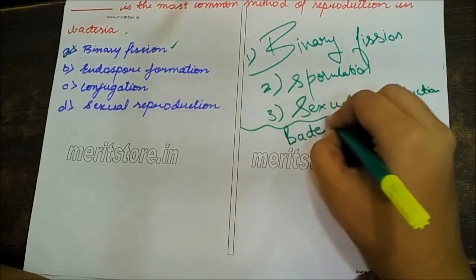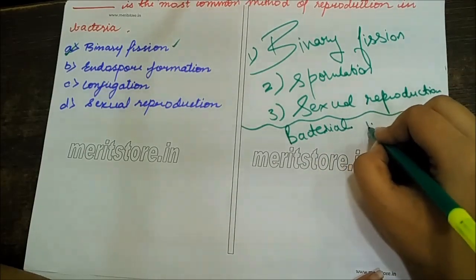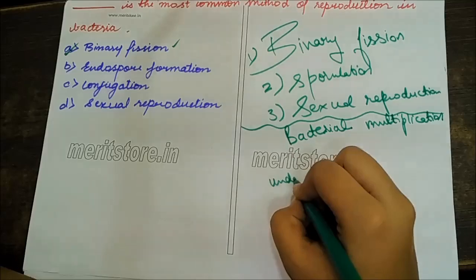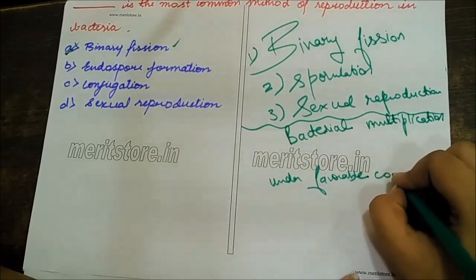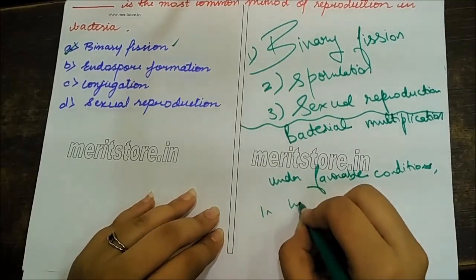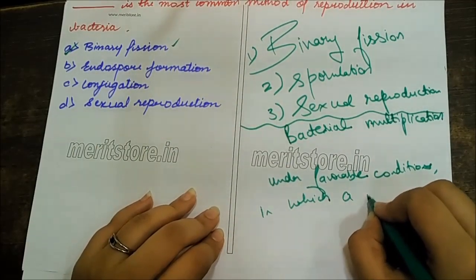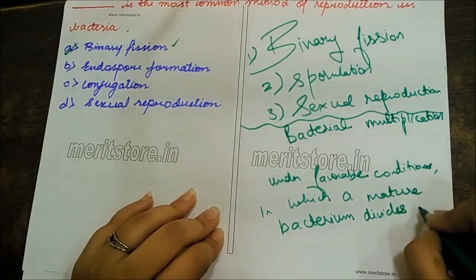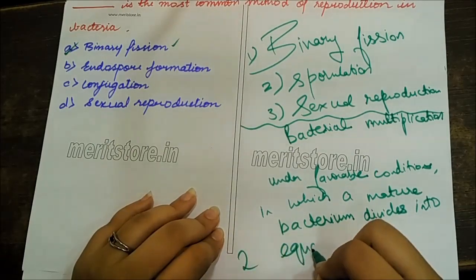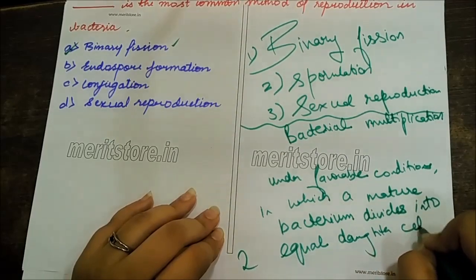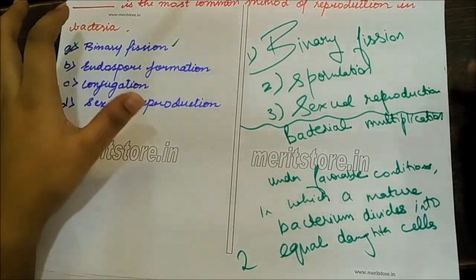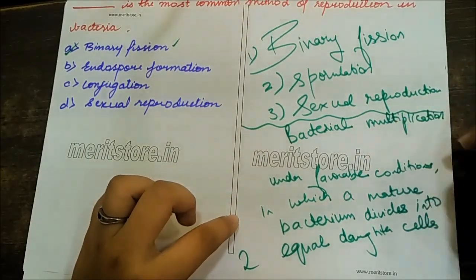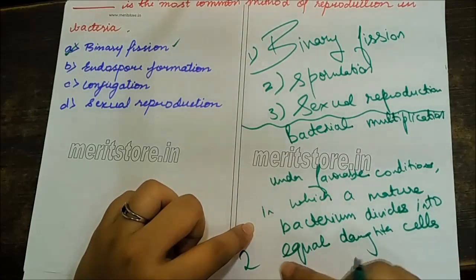Bacterial multiplication under favorable conditions in which a mature bacterium divides into two equal daughter cells. So binary fission is the most common method of reproduction in bacteria. And what is binary fission? Binary fission is a bacterial multiplication under favorable conditions in which a mature bacterium divides into two equal daughter cells.